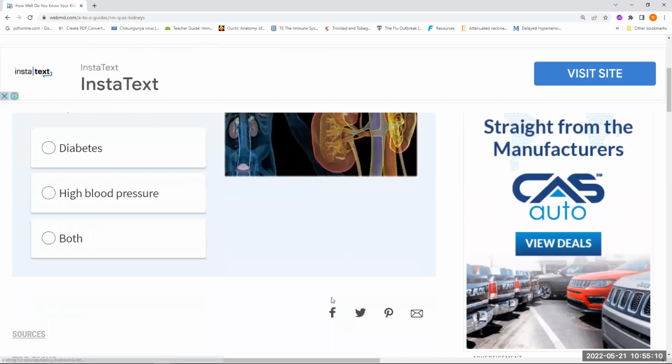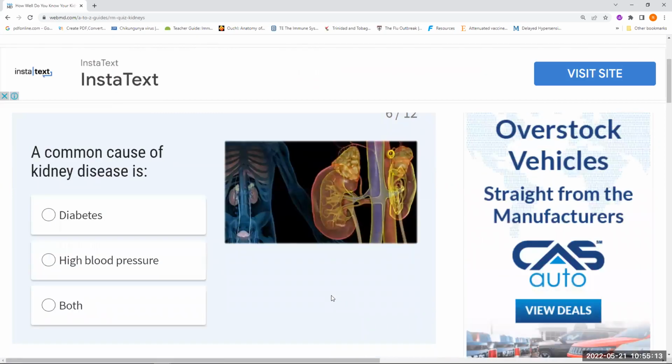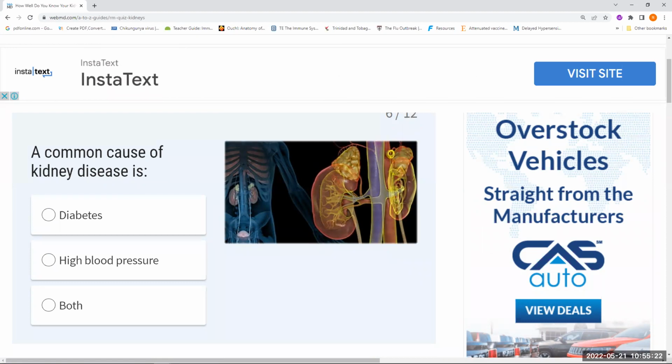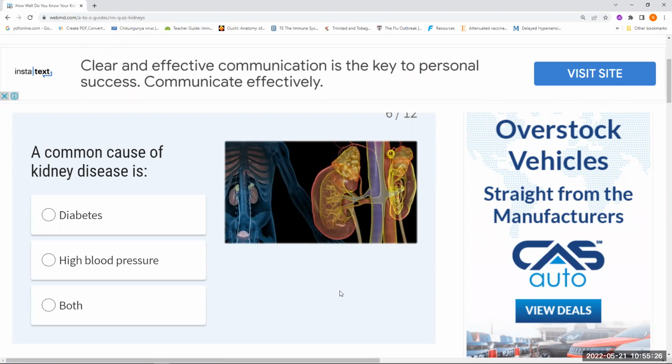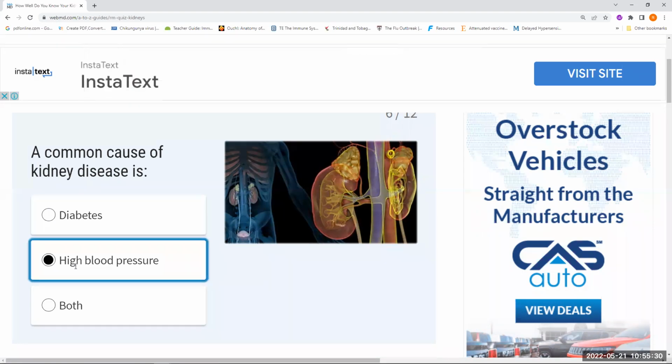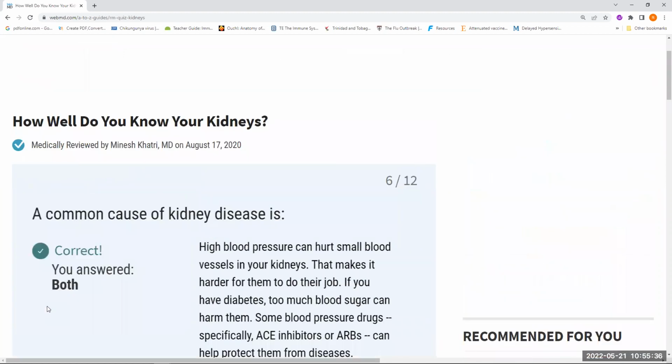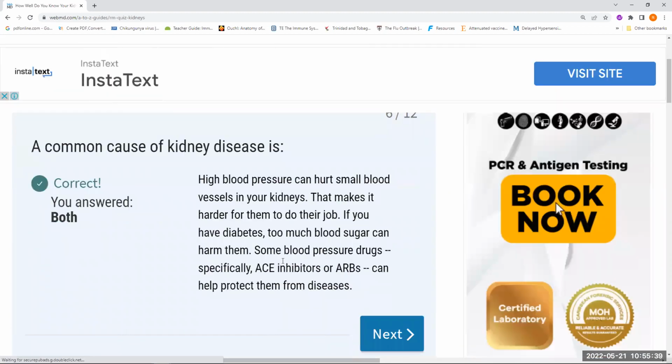A common cause of kidney disease is, let me see a new hand now. What's a common cause of kidney disease? Charles, go ahead. So diabetes. Diabetes, all right. Is high blood pressure a cause of kidney disease as well? You're quite right. Both of them, good.